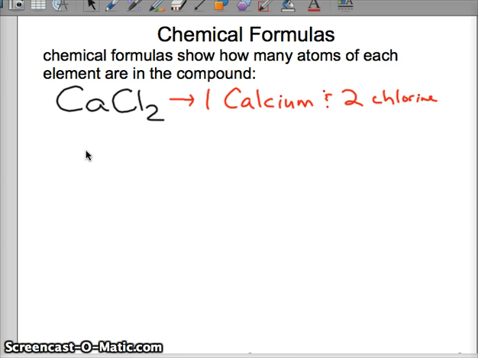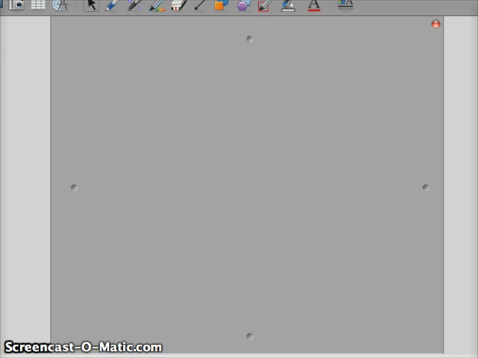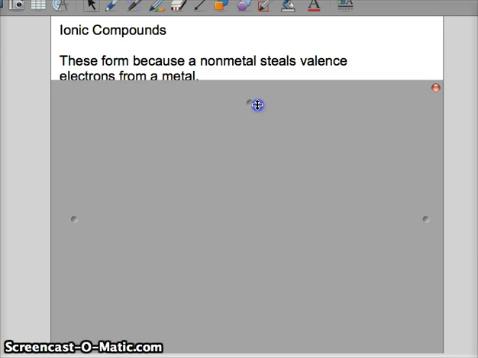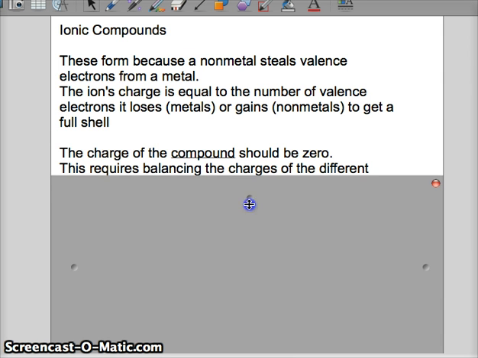Alright, so let's go to a page that looks extremely overwhelming. Ionic compounds. Slow down. Okay, so I'll bring the shade up. Ionic compounds. These form because a nonmetal steals a valence electron from a metal. An ion's charge is equal to the number of valence electrons it loses for a metal and gains for a nonmetal. I'm going to go over that on the next page in just a second, but I just want to go over one more thing before I do.